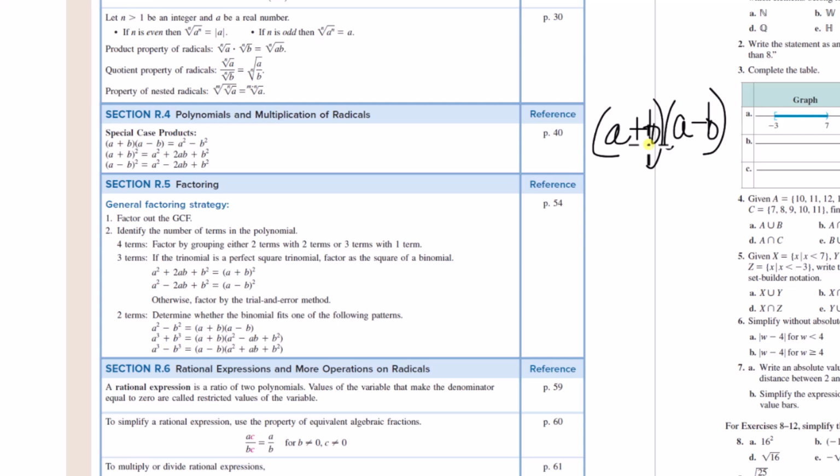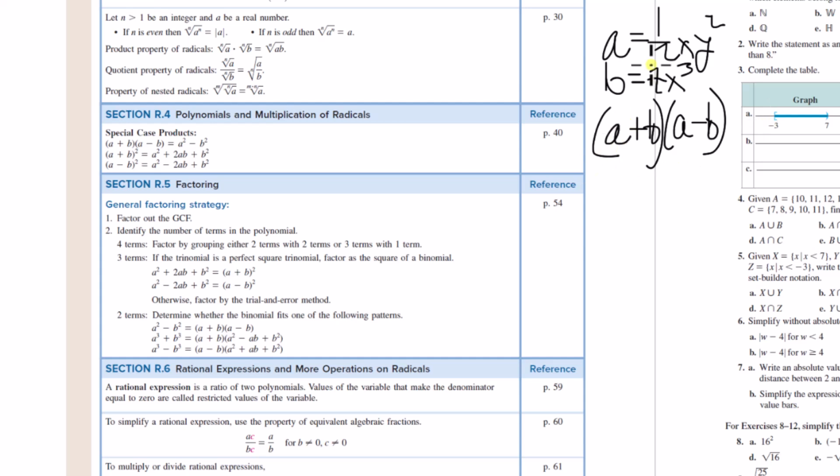So we looked at these special case products, like if a could be any variable expression and b could be any other variable expression, or you could have radicals, whatever.